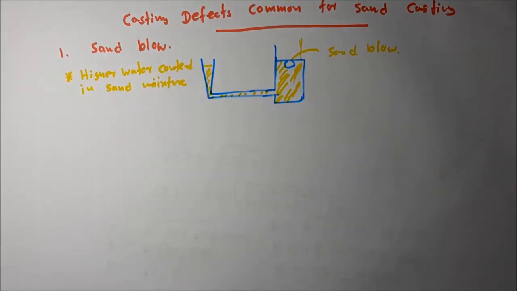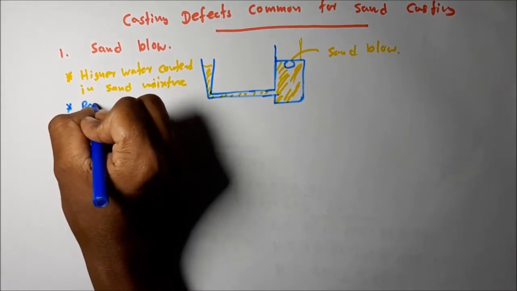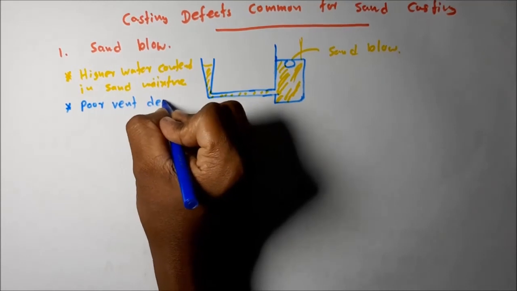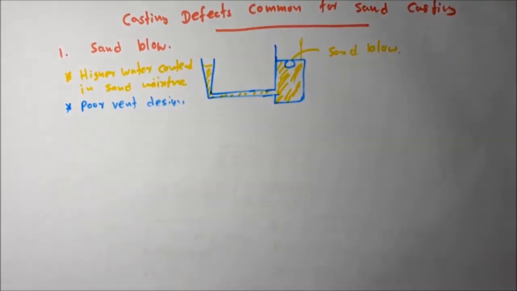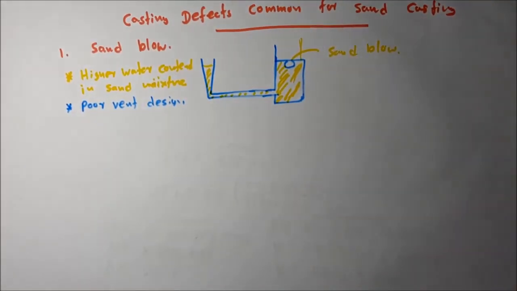Then this also is caused by poor vent hole design. That means this trapped air cannot escape, so it accumulates in this manner and forms the sand blow defect. This is common in sand casting.